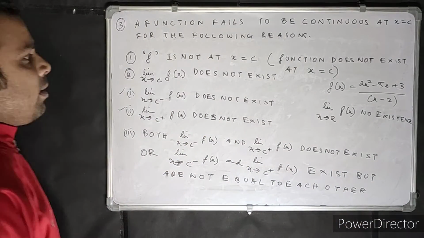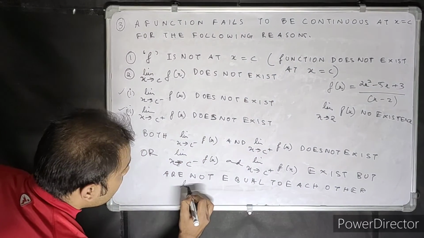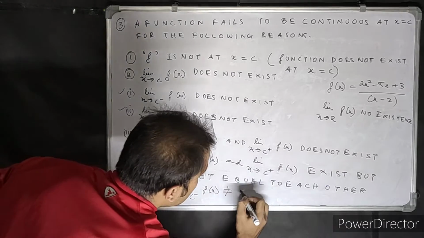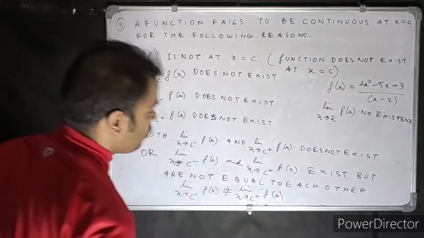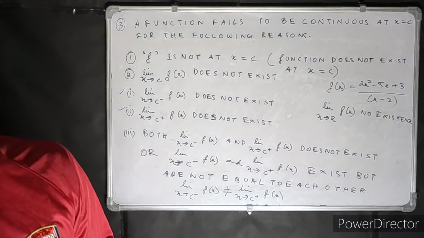So a function will not be continuous if the limit of x tends to c negative f of x is not equal to the limit of x tends to c positive f of x. So if it's not equal, then it's not continuous. Okay, there is a break. Alright.